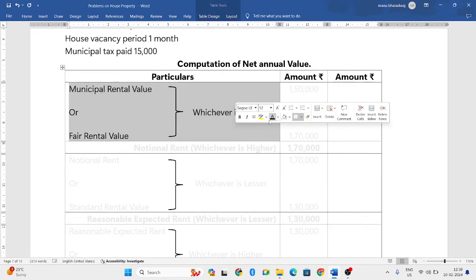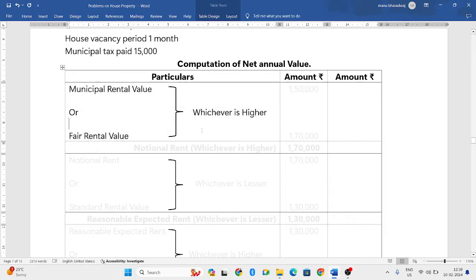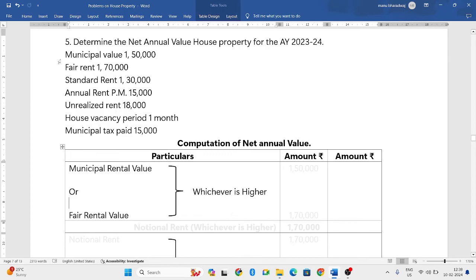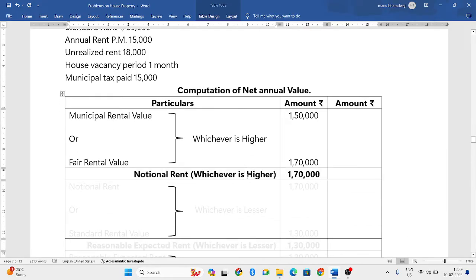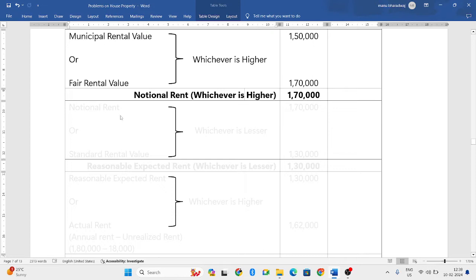According to the problem, first we will compare municipal rental value with fair rental value. In the question they have given municipal rental value, it is 1,50,000. So I'll write that 1,50,000 here. Then we have fair rent 1,70,000. Out of which, whichever is higher, we will consider it as notional rent. So out of these two, 1,70,000 is the highest, so we will consider it as notional rent.